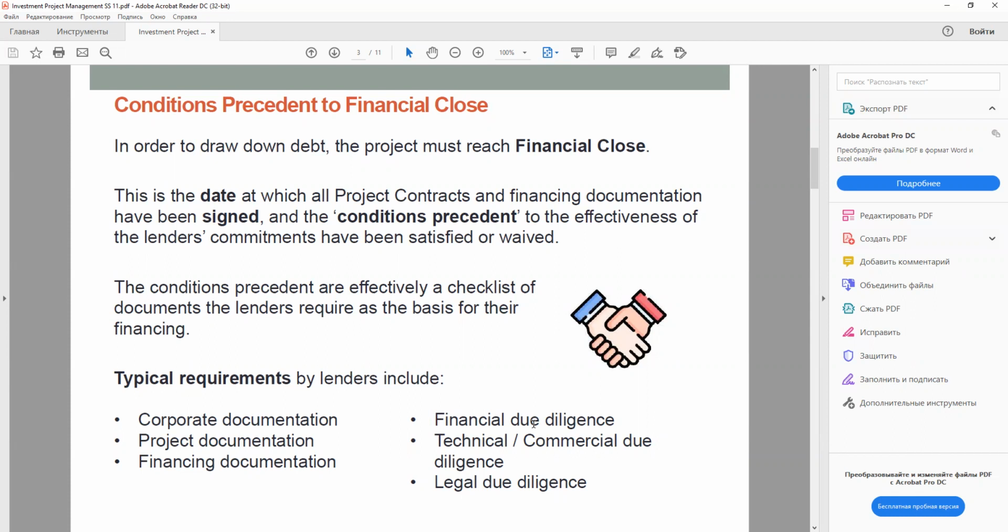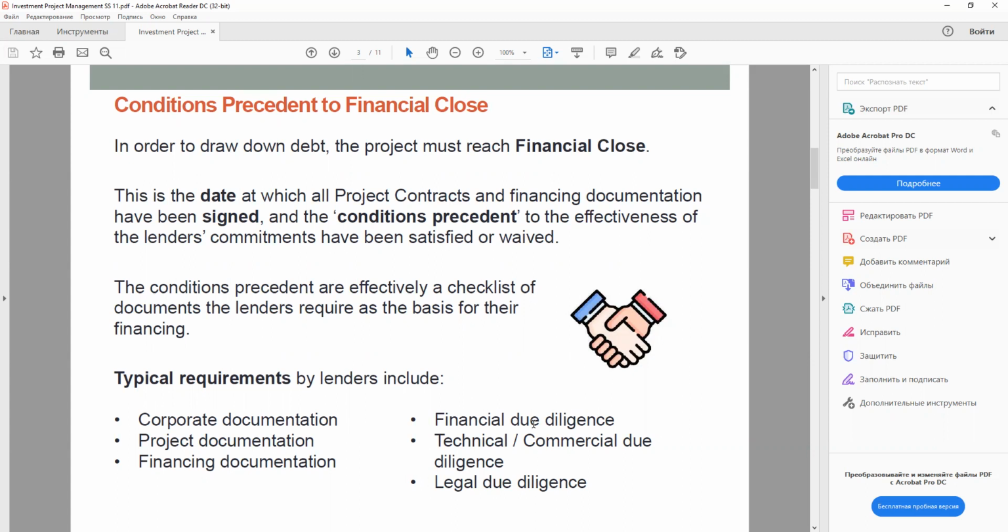Then we have project documentation: evidence of title to or right to use the project site, signed copies of all the project contracts, and evidence that all the CPs have been fulfilled and they are in full force and effect. Contract guarantees, bonds, and other security. Permits for the financing, construction, and operation of the project. Signed direct agreements. Agreements for construction of third-party facilities and connections.